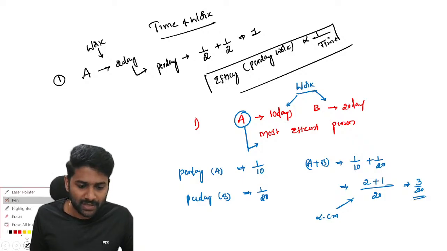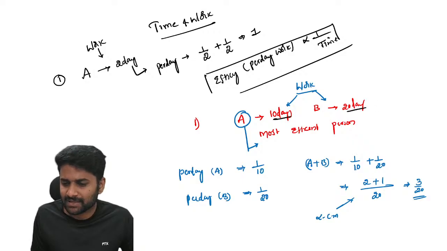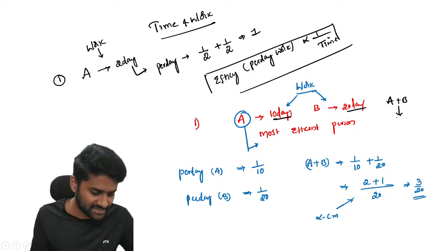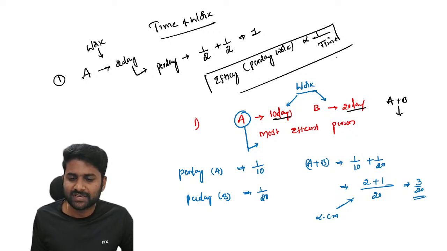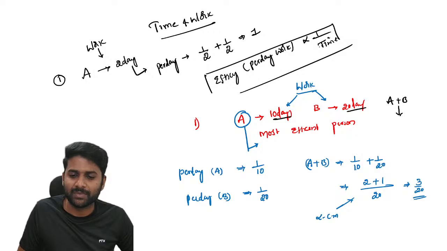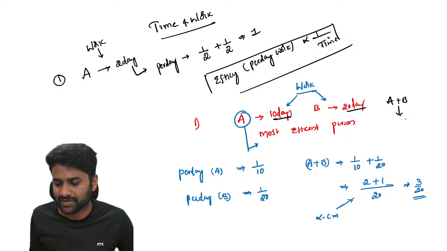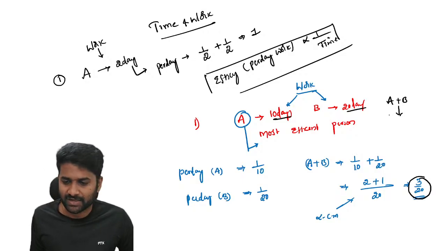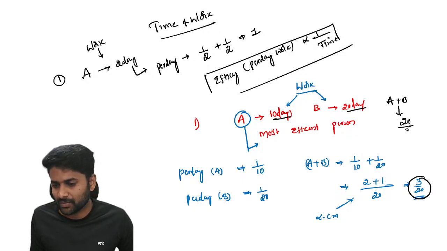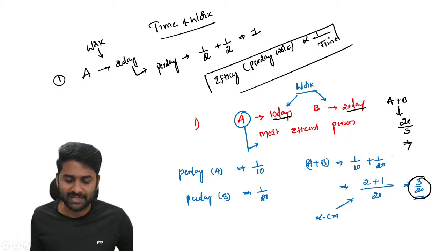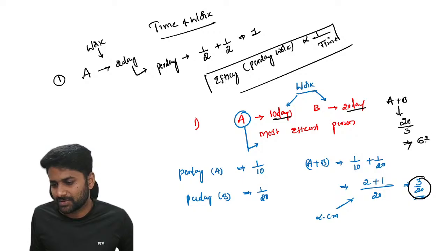Now, here is the question. If A can complete the work in 10 days and B can complete the work in 20 days, if A and B work together, how many days does it take? You know that efficiency is inversely proportional to time, and time is inversely proportional to efficiency. Now, the per day work of A and B together is 3/20. So, AB can complete the work in how many days? 20/3 days. It is inversely proportional. So, 20/3 is 6 2/3 days.